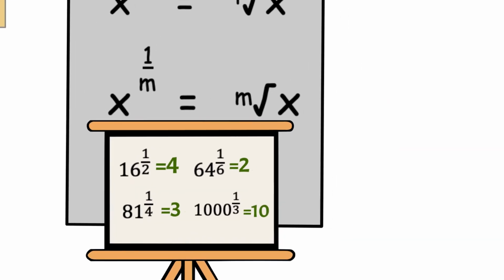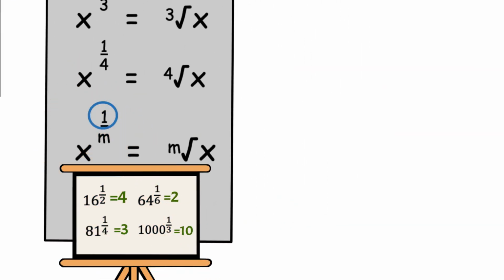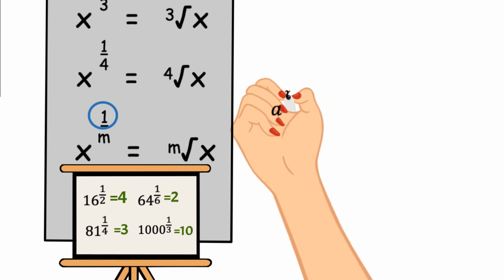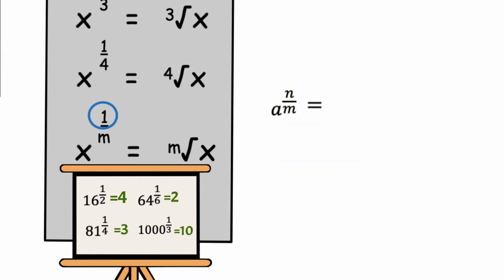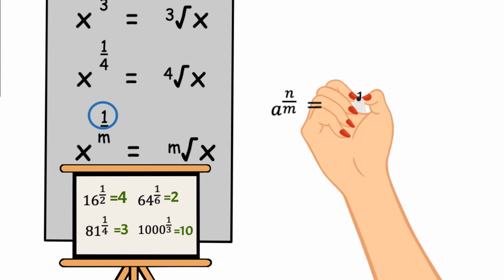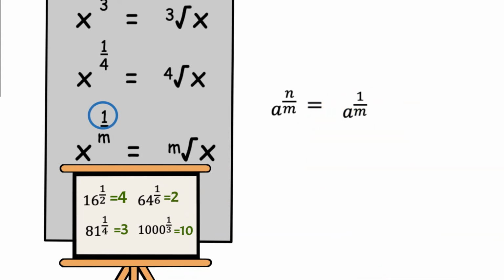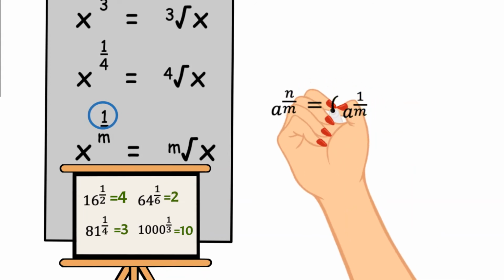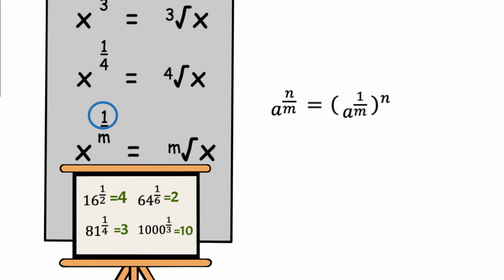Unfortunately though, there isn't always a 1 on top of the fraction. However, we can do something quite clever if we know how to find the nth root. Well, I'm going to take the nth root of a, and then I just use brackets to raise that to the power of n. And using the brackets rule, we can see that those 2 expressions are equivalent.